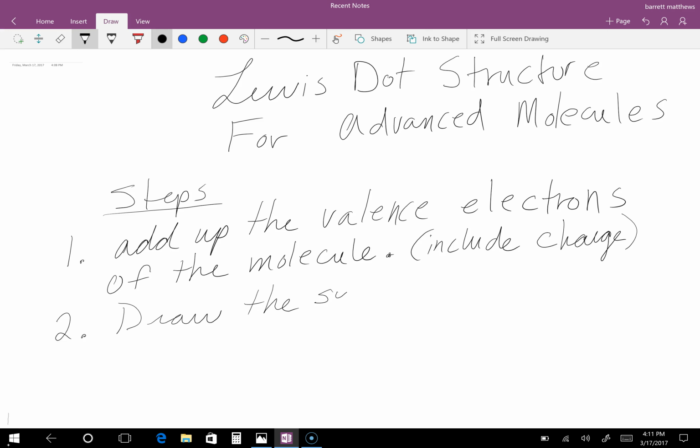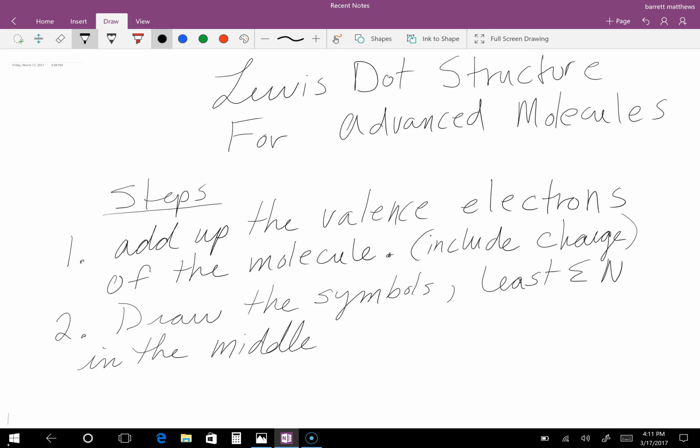Next, we're going to draw out the molecule. We will use the symbols for each element. The least electronegative element will go in the middle. This is almost always the very first element in the compound. So an example would be CO2. Carbon would be in the middle, and you can also see that carbon is the first element in the compound CO2. So that won't take a lot of figuring out.